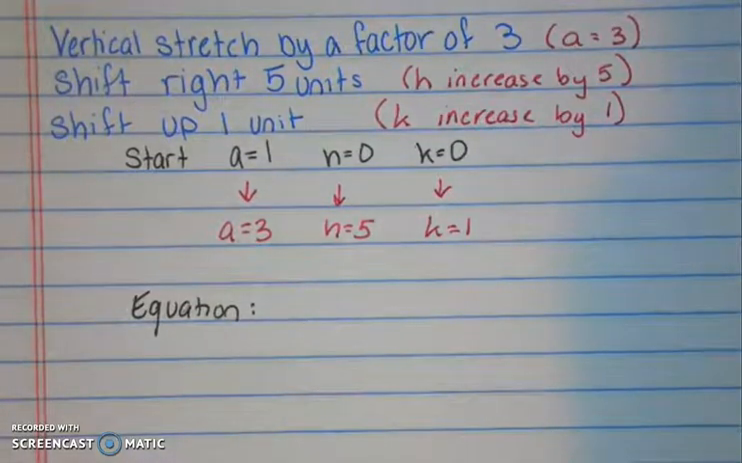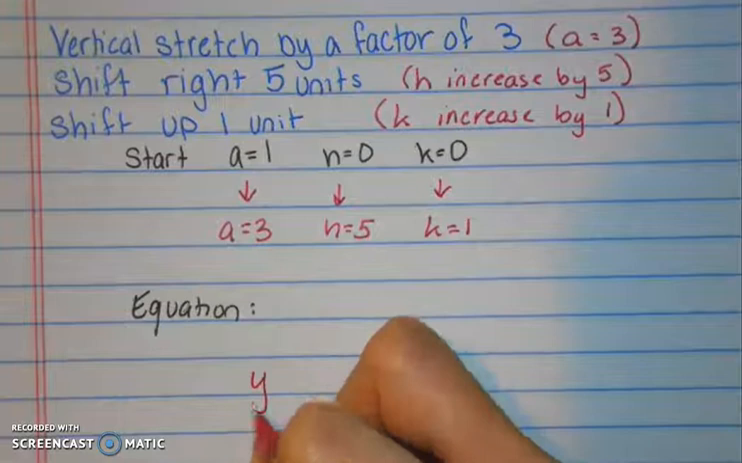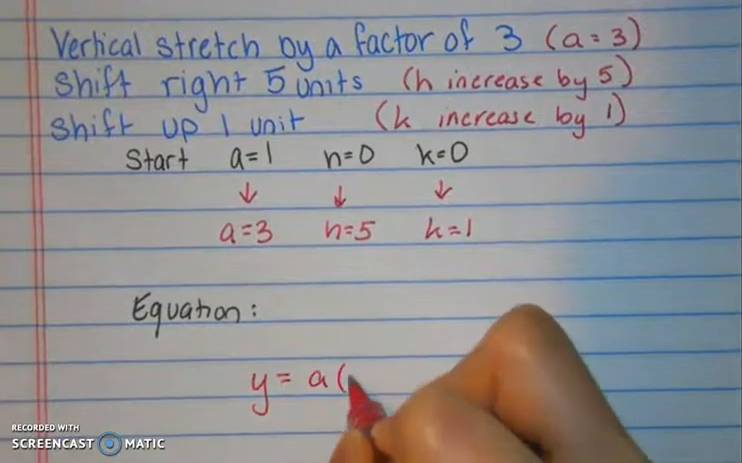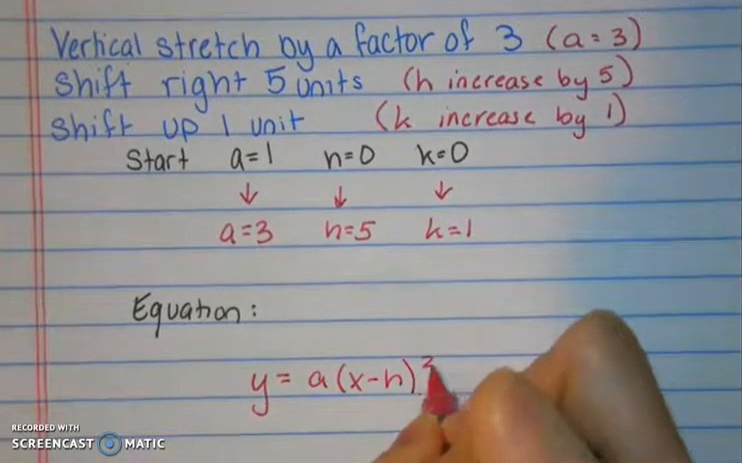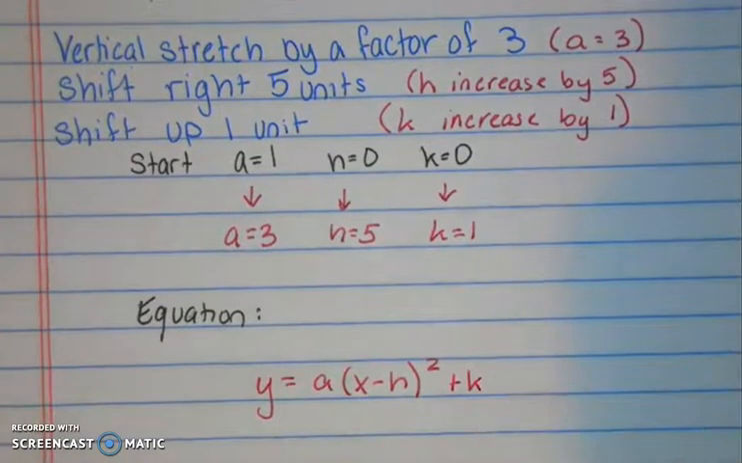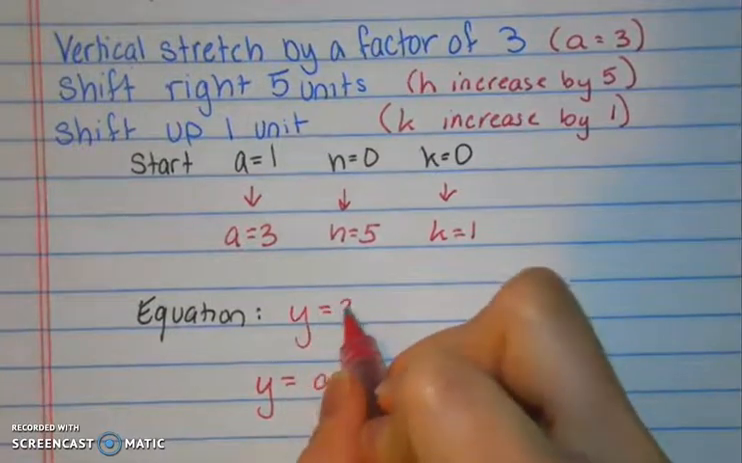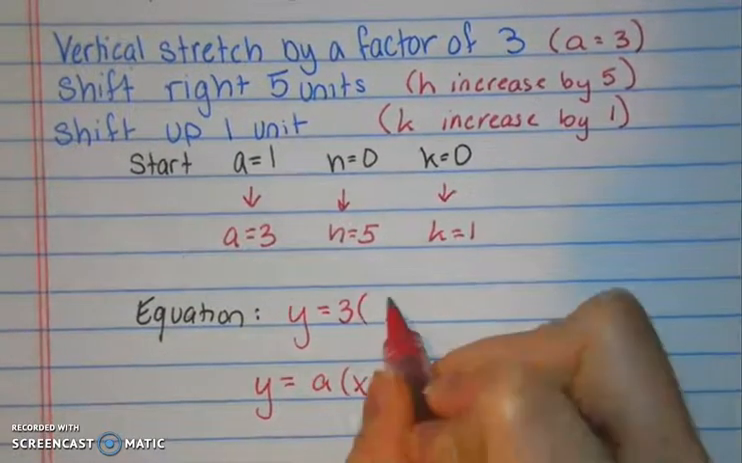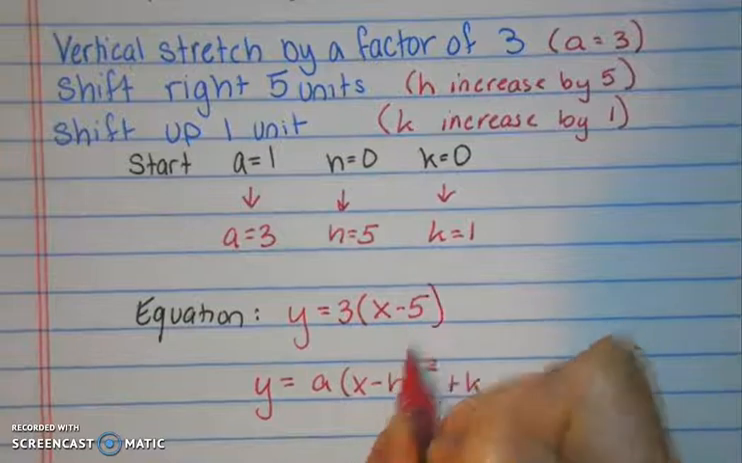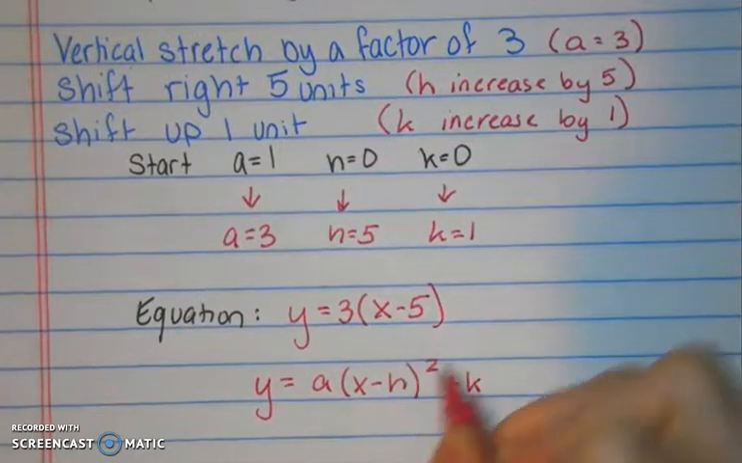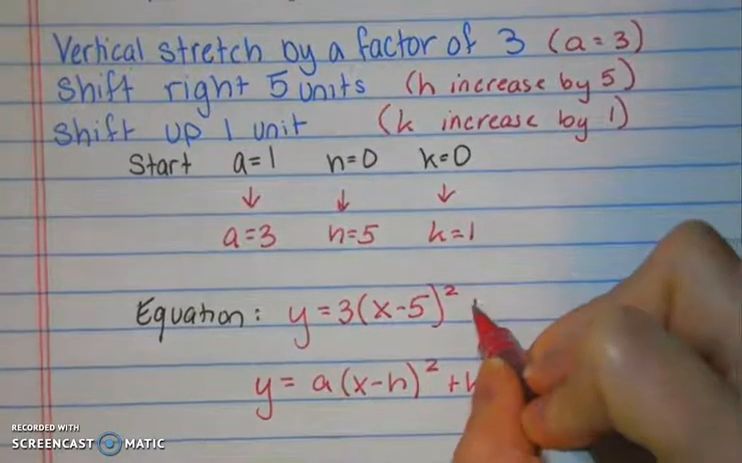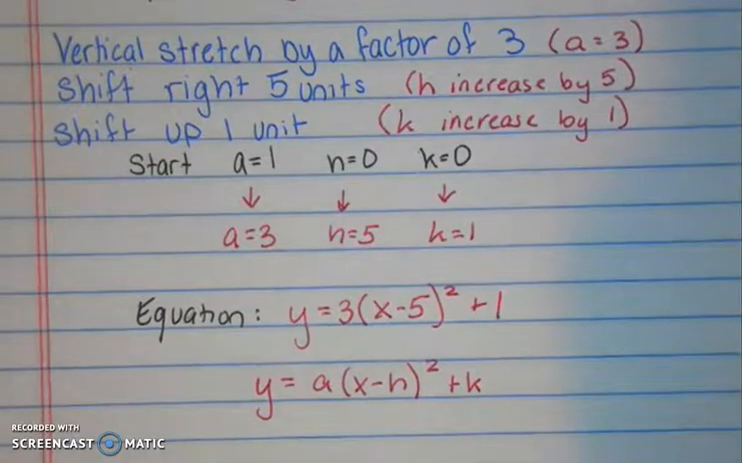So we can substitute these directly into our formula. I'll remind us our formula is a (x minus h) squared plus k. So I can substitute in a is 3, so y equals 3 (x minus 5) squared plus 1, because h is 5. And that is how you write an equation in vertex form when you are given the transformations.